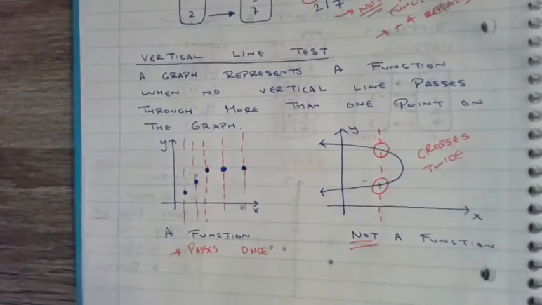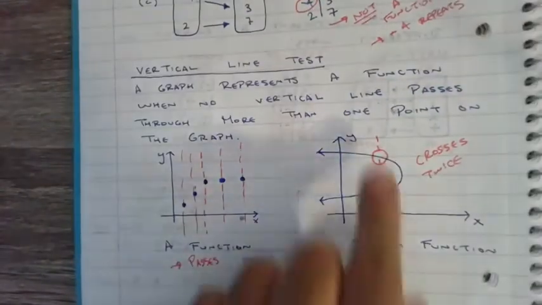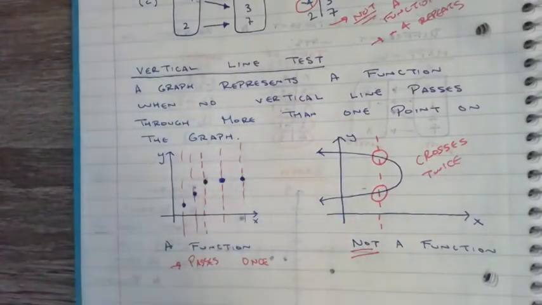Okay, that's what the vertical line test says. If you draw a line at any point, if it crosses the graph more than once, then it's not a function. If at any point it crosses it just once, then it is a function. Okay? Give me a moment to write this down and then we'll continue.